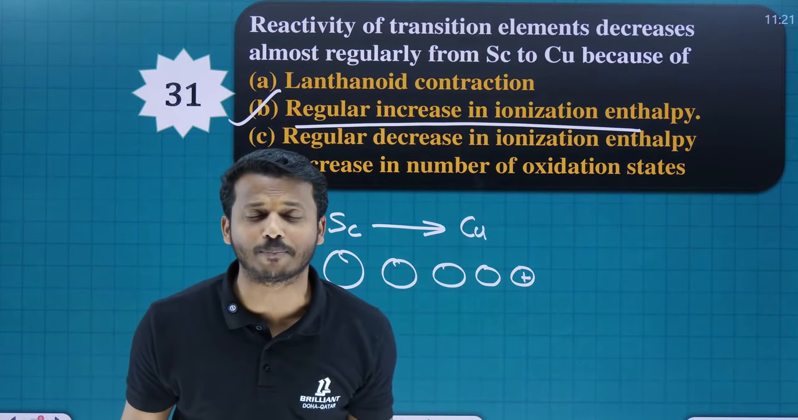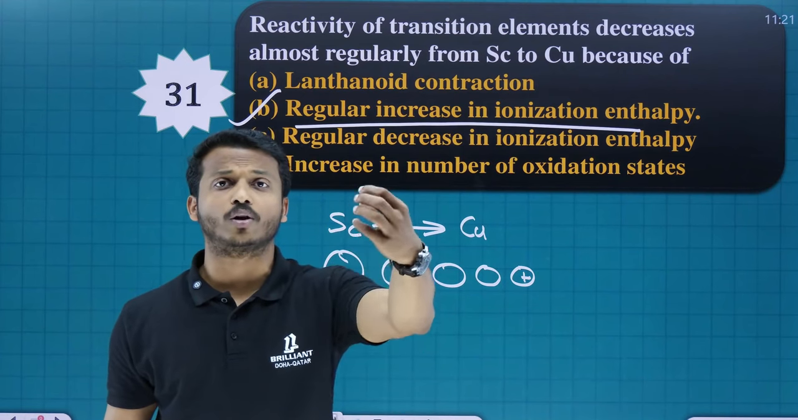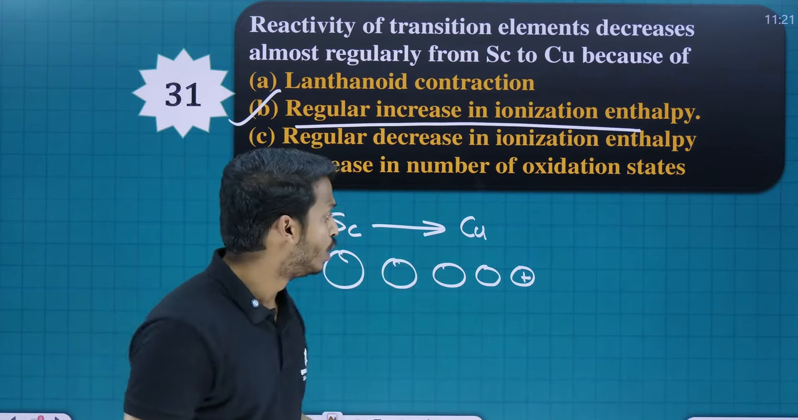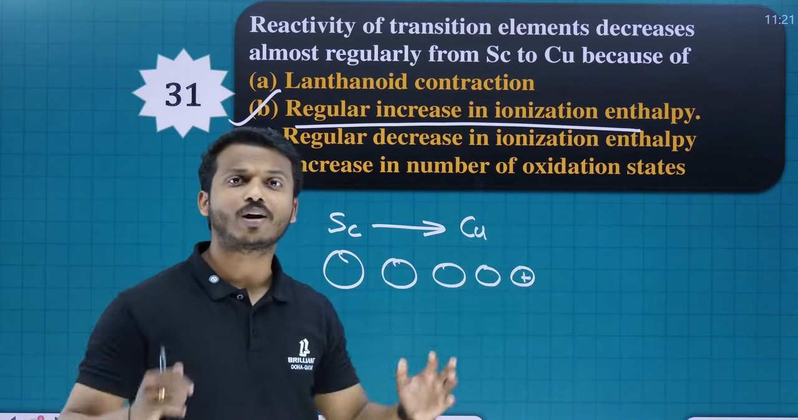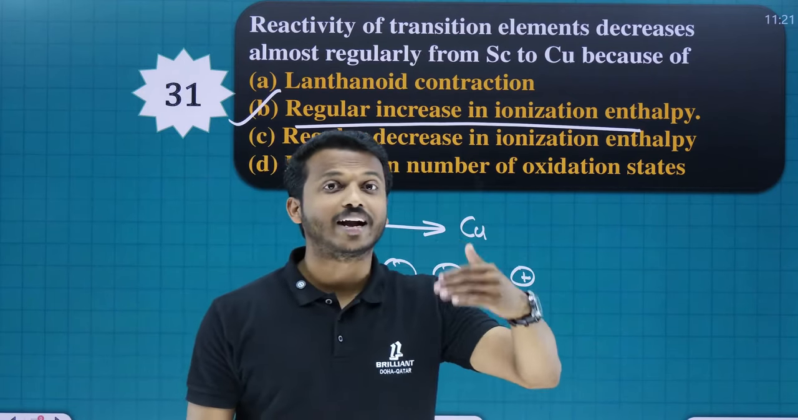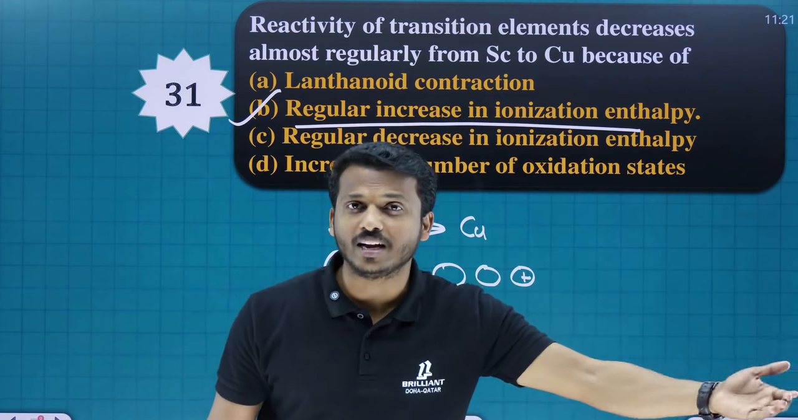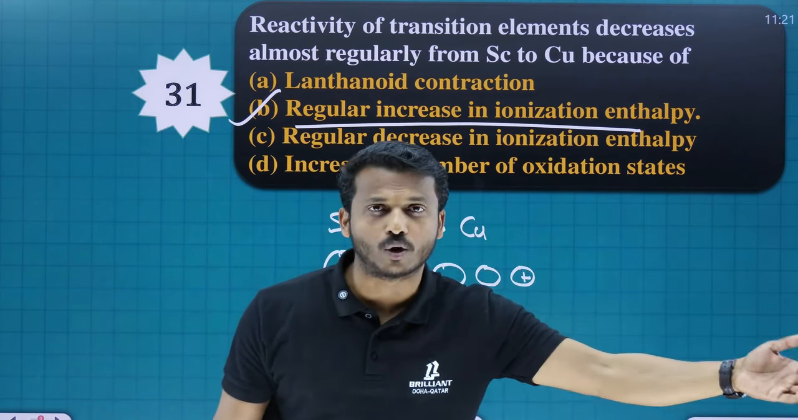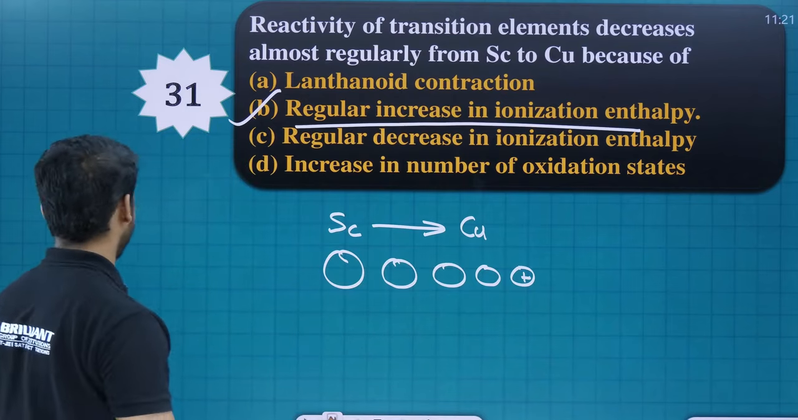What is meant by ionization enthalpy? The amount of energy required to remove an electron from the outermost shell. So the smaller the size, the higher the nuclear charge, and it is very difficult to remove an electron. So left to right, what happens to ionization enthalpy? It increases, and it is very difficult to remove an electron. So the reactivity decreases.